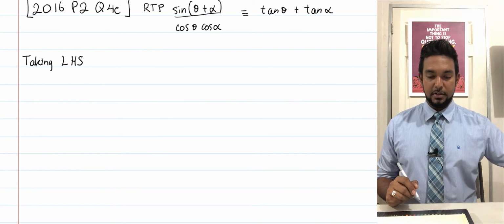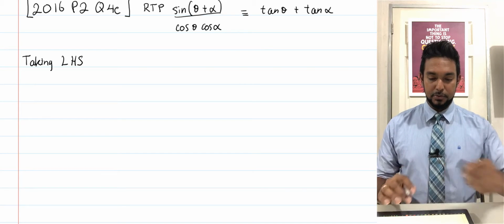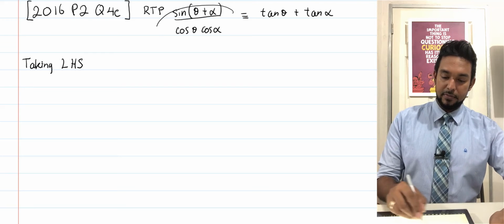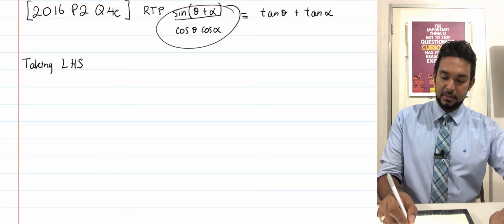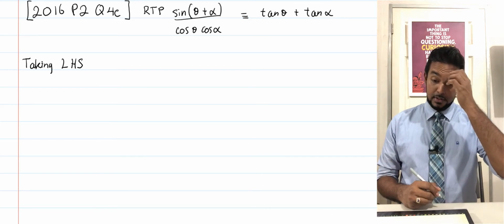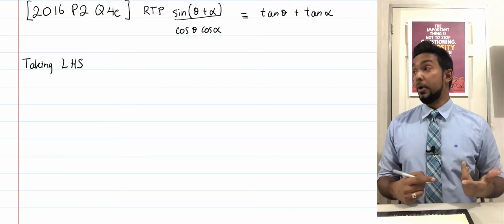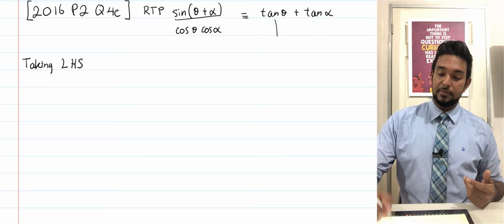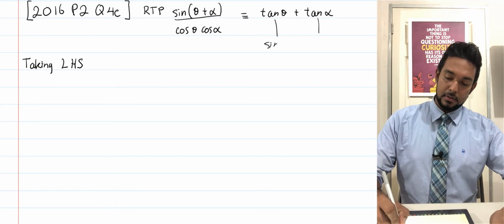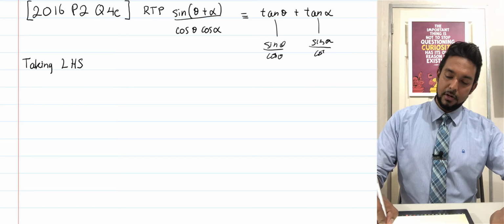Alright, so we want to take a look at the 2016 paper 2 question 4 proof. It says required to prove that sine of theta plus alpha over cos theta cos alpha is identical to tan theta plus tan alpha. So remember, like I said, always think about where you're going, right? Tan theta, tan alpha. What's tan theta? How else can we express tan theta? Sine theta over cos theta, right? What about tan alpha? Sine alpha over cos alpha, right?